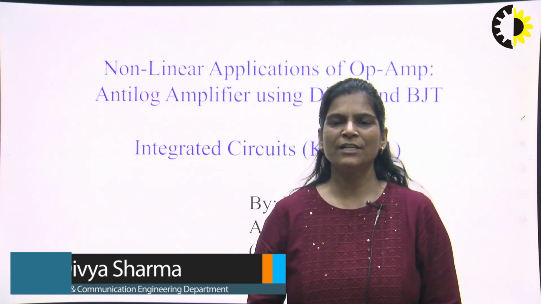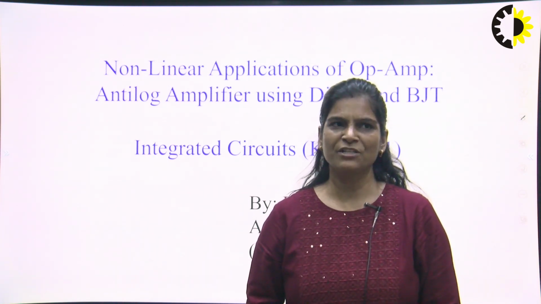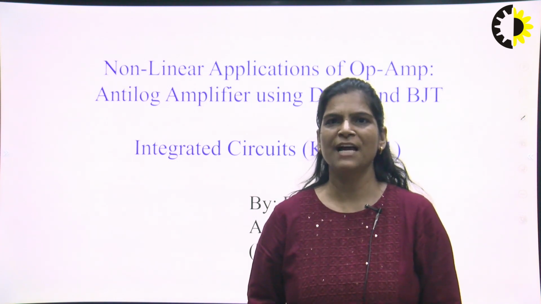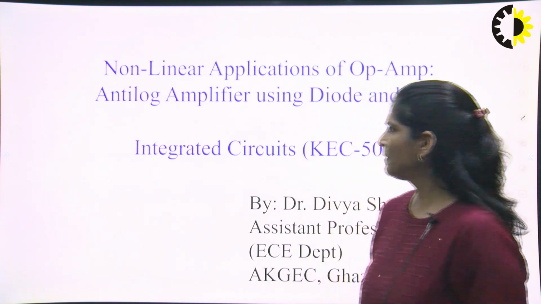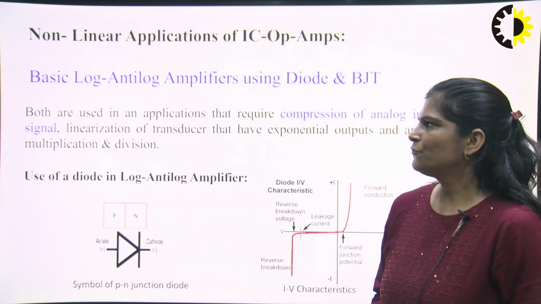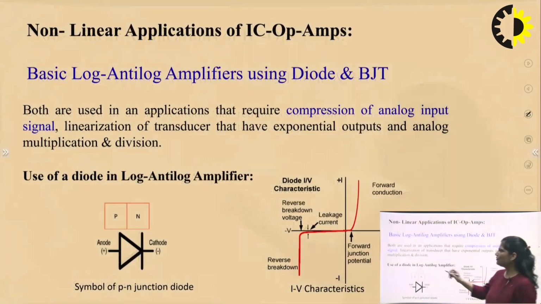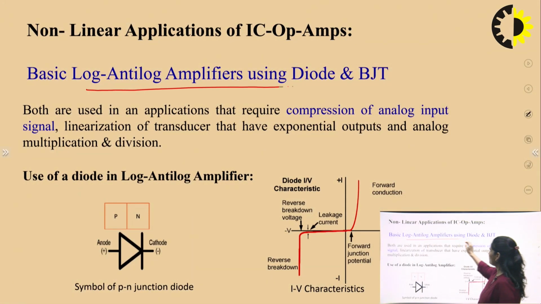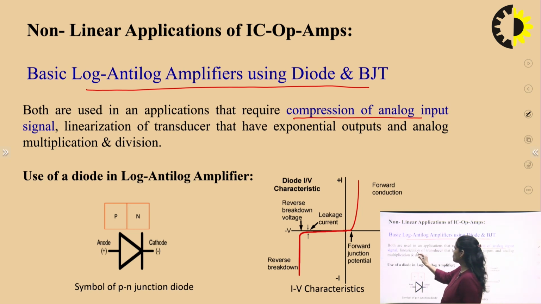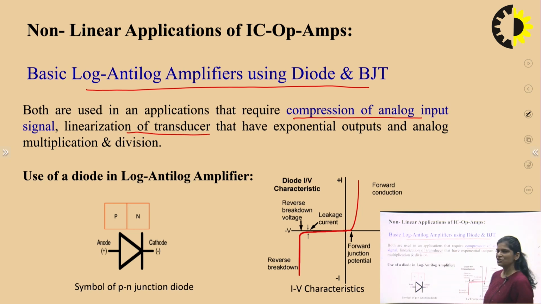Now, today's video lecture is on non-linear application of operational amplifier: Antilog Amplifier using diode and BJT. Before we start with this application, you should first know the basic logarithmic amplifier using diode and BJT. Both are used in applications that require compression of analog input signal, linearization of transducers that have exponential outputs, and analog multiplication and division.